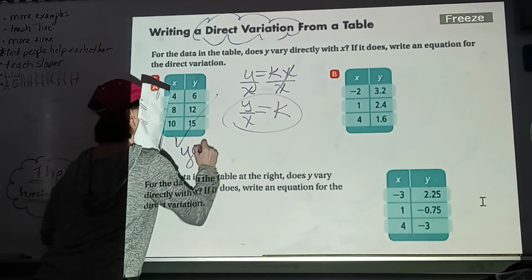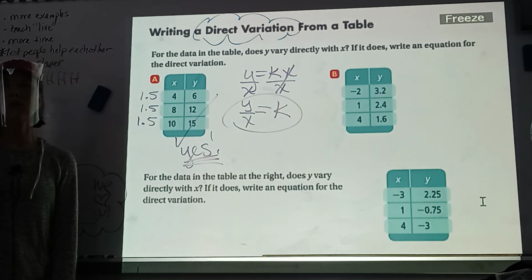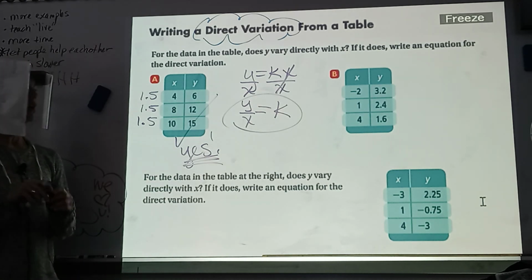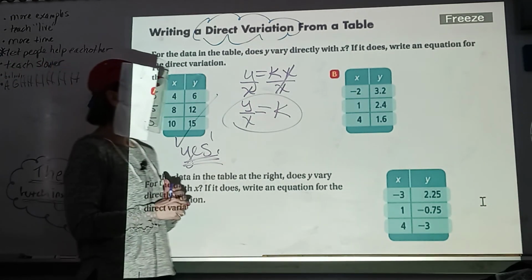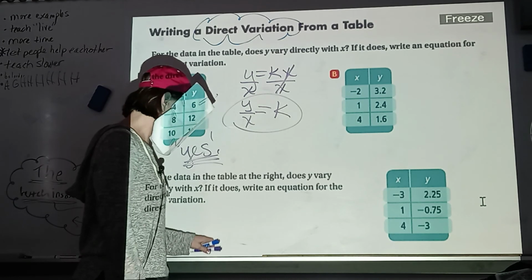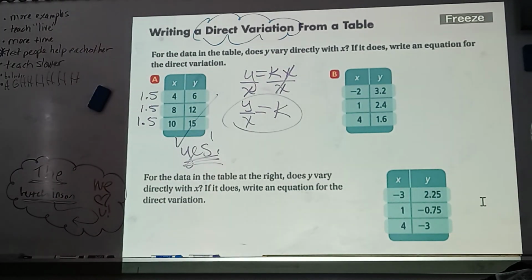Guess what? Check. Yes! That is a direct variation. That is how you tell from a table if you're looking at a direct variation. And we're going to do these two examples together live off the video.